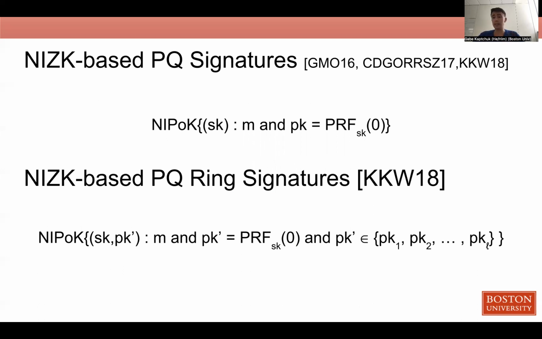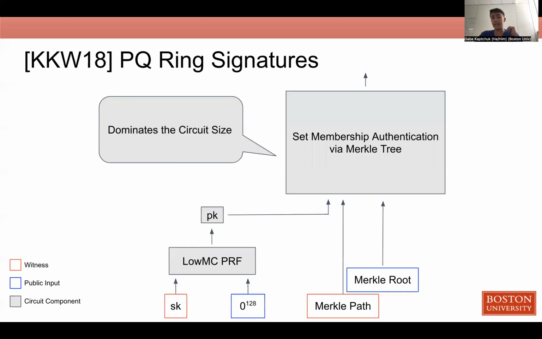In order to get a ring signature version of this, KKW just showed that you could add a set membership to the zero knowledge statement. In order to realize this ring signature, they used the exact Merkle tree authentication trick that we had shown before. And in practice, you can see from their results that the number of gates added from this authentication check significantly dominates the size of the circuit. And in general, it's log L times the size of a LowMC circuit, where LowMC is used as a PRF.